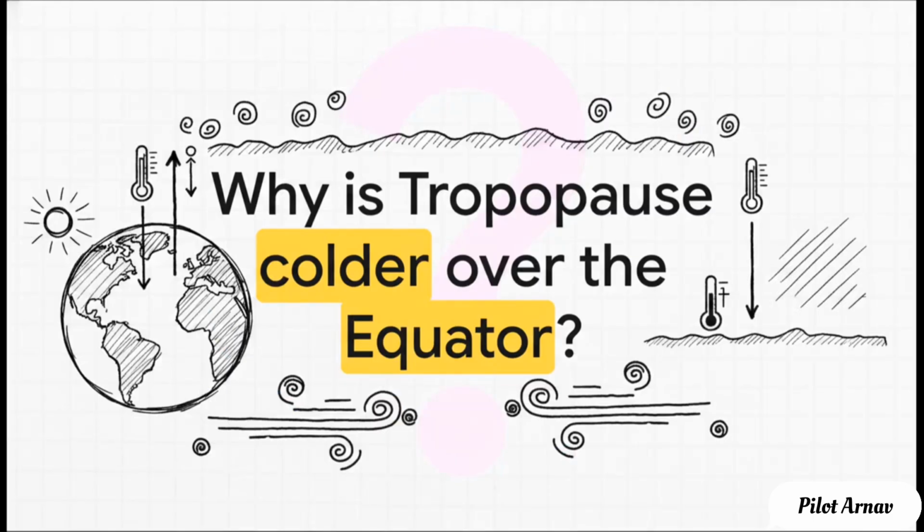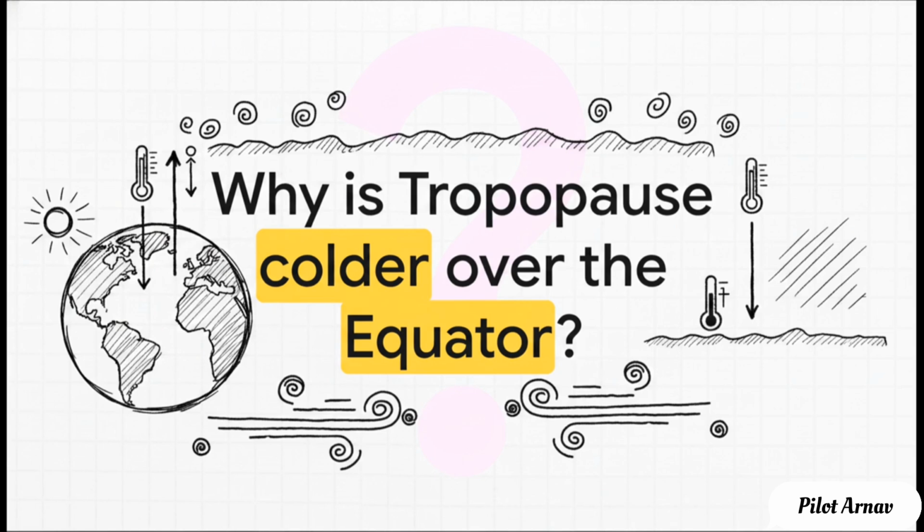So as we reach the top of the troposphere, we hit the tropopause, which is where the temperature finally stops dropping. But here's a really fascinating question. Why is the tropopause colder over the equator than it is over the poles? It sounds backward, right? Well, because the equator gets so much more direct solar radiation, the hot air there rises much, much higher. We're talking up to 16 to 18 kilometers. And it undergoes massive expansion cooling that entire way up.